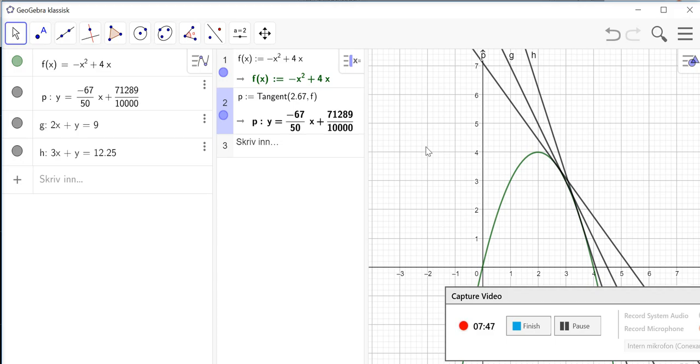Okay, I hope that makes sense. But a really difficult exercise, 5.159.